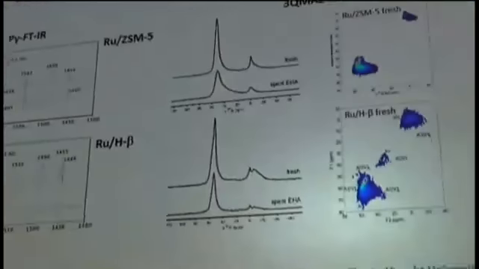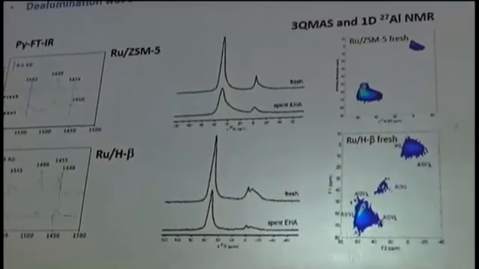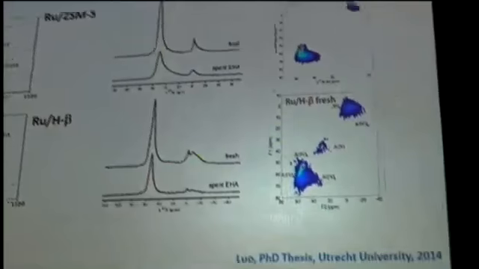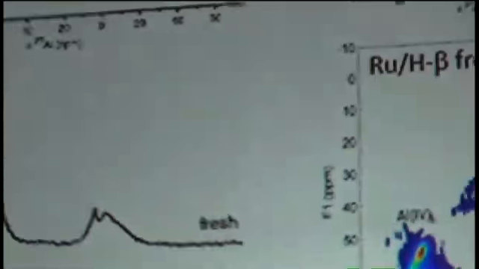The story is quite different for H-beta, though. There we see an enormous drop in Brønsted acid sites, and we also see quite a large drop in Lewis acid sites. We further quantified this by the aluminum NMR studies. Our collaborator Rens van Eck at Nijmegen University fitted the 3Q MAS data, and this allowed us to simulate the 1D NMR spectra again and to get some insight into the speciation of aluminum and the changes in speciation. And what we saw was the following.